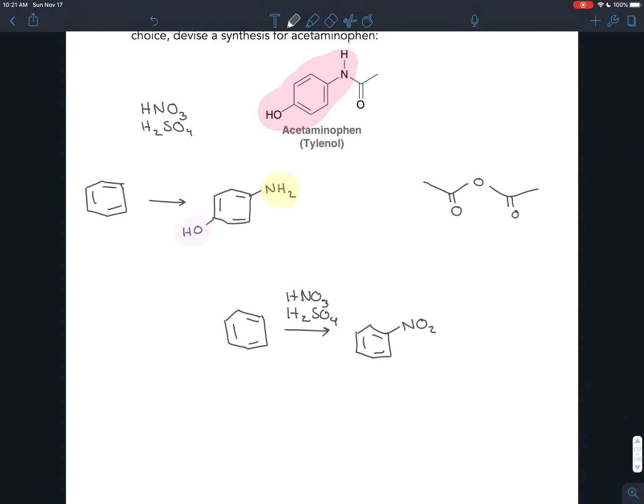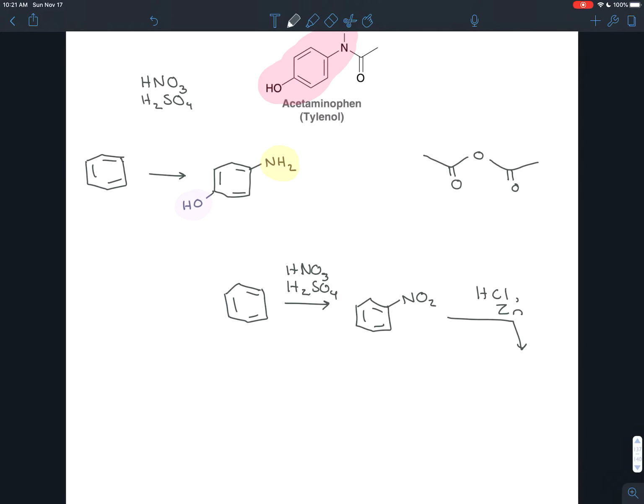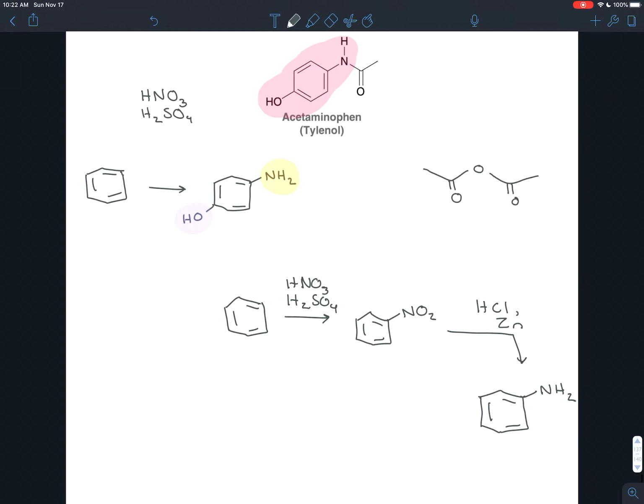You can reduce that by using HCl and zinc. That was that special recipe, that side recipe that we learned in that previous chapter. So that will reduce that to aniline in this case. Well, that looks much more like what we want. So we can see a series of steps that would put the NH2 onto the ring. So much for the NH2. How can we put the OH onto the ring? Now, we didn't have an electrophilic aromatic substitution reaction for that.